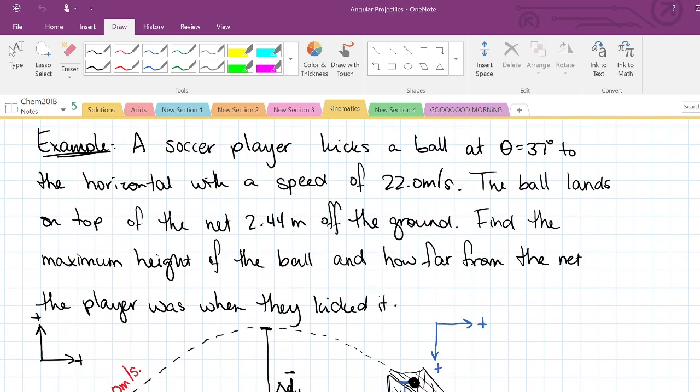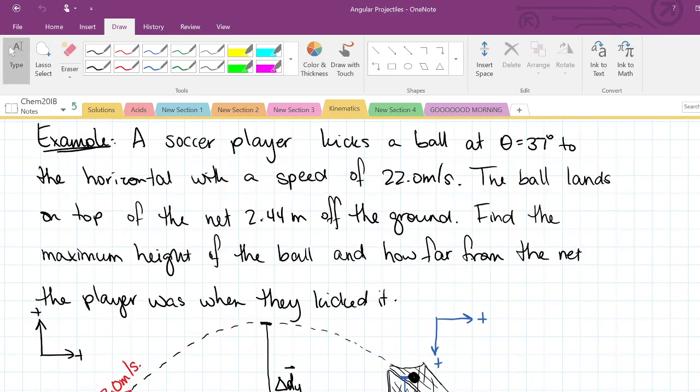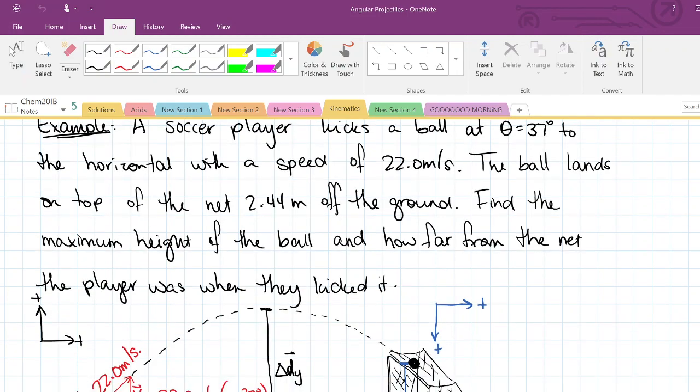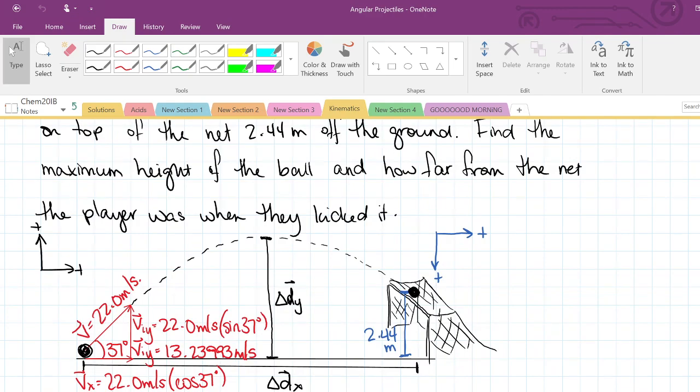We have here a soccer player kicks a ball at an angle of 37 degrees to the horizon, or to the horizontal, sorry, with a speed of 22.0 meters per second. The ball lands on top of the net, and the net is 2.44 meters off the ground, or the ball, when it lands on the net, is 2.44 meters off the ground. We want to find what is the maximum height of the ball and how far from the net the player was when he kicked it. Okay, so how far from the net the player was when he kicked it may be kind of a weird thing to think about right now.